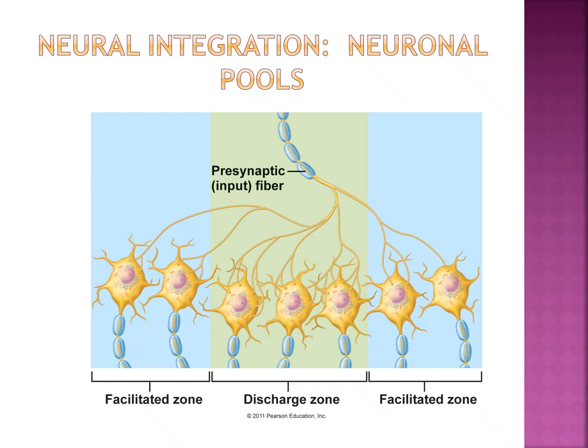Neurons farther from the center are not usually excited to threshold by EPSPs from the incoming fiber, but they are facilitated, meaning that they can be brought to threshold more easily by stimuli coming from another source. The periphery of the pool is the facilitated zone. Neurons in the pool are usually combinations of both excitatory and inhibitory neurons.